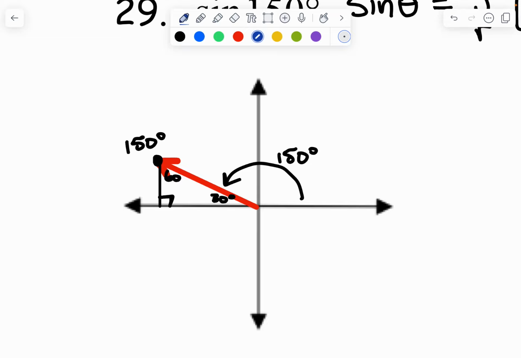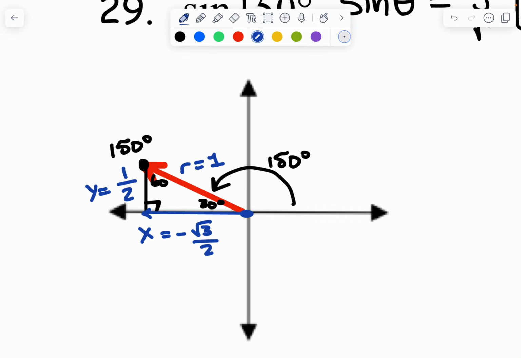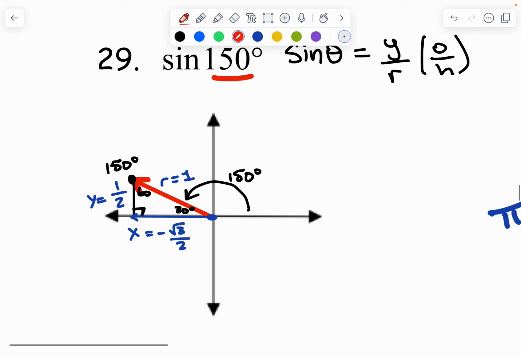As soon as I know it's a 30, 60, 90, I can label my sides. R is 1. Y is square root of 3 over 2. And X is, I just did that backwards. Y is the short side, so it's 1/2. And X is negative square root of 3 over 2. It's negative because you start at the origin and you go left. Now, sine is y. So all we really need here is this value. So we would say the sine of 150 degrees equals 1/2.